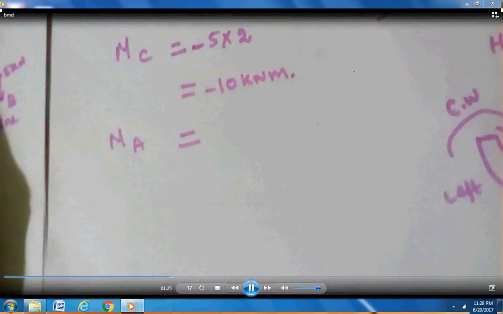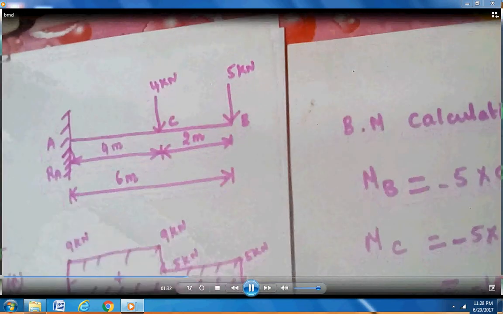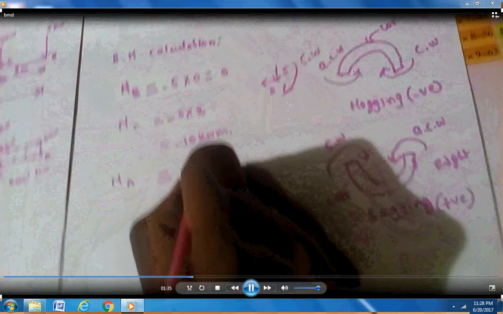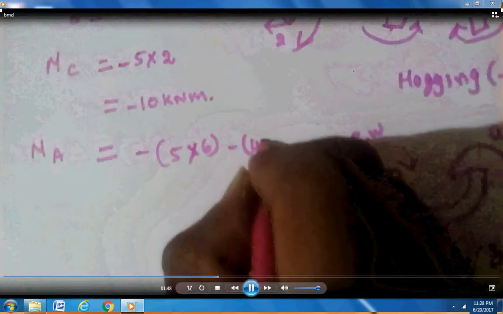Then bending moment at A, the right side. There are two forces. One is 5. From 5 to A the distance is 6. This is clockwise direction, so put negative. Minus 5 into 6. Another one is the load that is 4, 4 into distance 4. Here also clockwise direction, so minus 4 into 4. Minus 5 into 6 is minus 30. Then minus 4 into 4 means minus 16. Then minus 46 kilonewton meter.